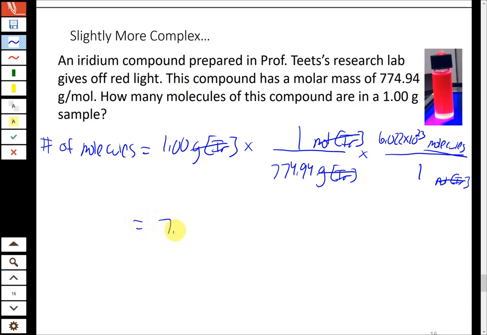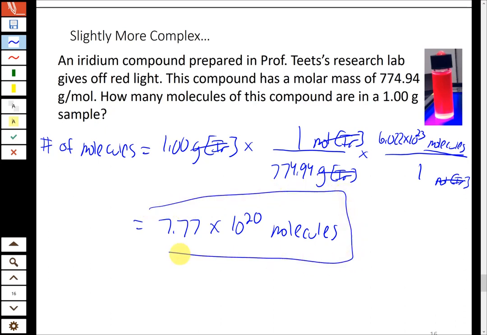So it's really the same exact concept as we did before with some problems involving elements, but this time it's molar mass instead of atomic mass, but we interpret it the same way. It's the number of grams in 1 mole of that substance. So you get 7.77 times 10 to the 20th molecules. Again, whenever we ask you to calculate how many atoms or molecules there are, typically it's going to be a very big number because atoms and molecules are very small. All right, we're good on that?